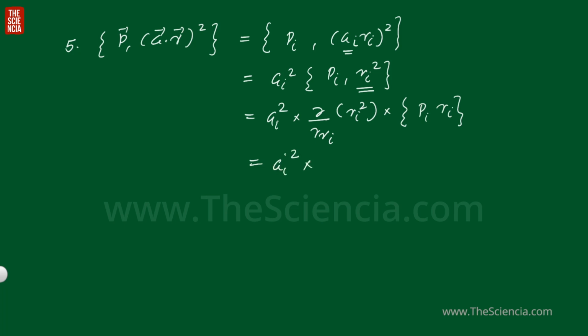a_i square into ∂/∂r_i of r_i square, which is 2r_i, into the Poisson bracket of p_i, r_i, which is equal to -1. So we get this is equal to 2a_i square r_i minus 2a_i square r_i. Or we can rewrite this in vector form, that is minus 2 (a vector dot r vector) into a vector.